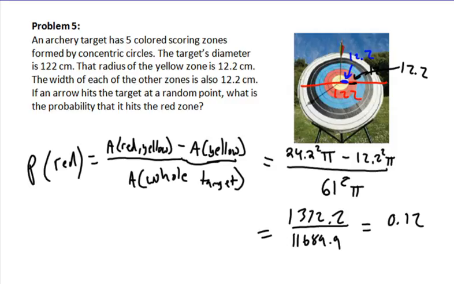All right, keep going. So checking out all the work that I just did, I found the area for just the red part would be 1,372.2 centimeters squared, and then divided by the total area of the whole thing, which was 11,689.9, and that got me a probability of 0.12, or 12% of the time I land in just the red section. So again, that's geometric probability, using the areas that we've learned and finding the probability that you can land in the red section of this target.